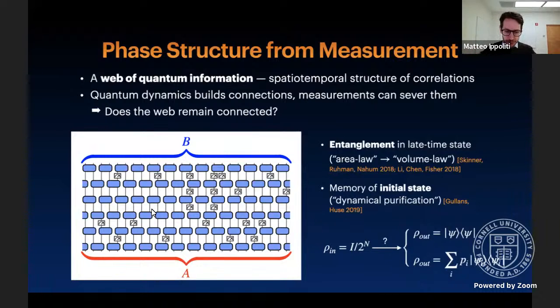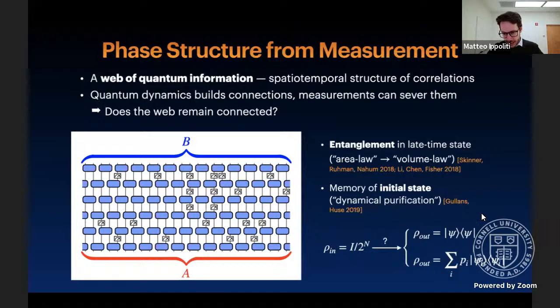So here, in the phase where the network gets disconnected, we're essentially quickly forgetting about the input state and getting some final state that is independent of the input. Whereas in the other phase, there is information about the input state in A that you can in principle recover from the output state in B.